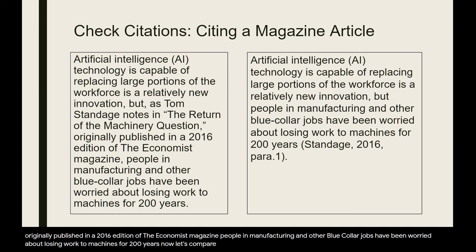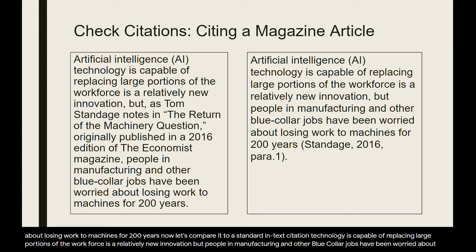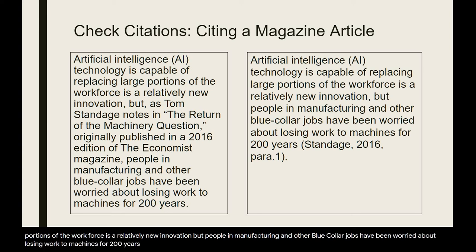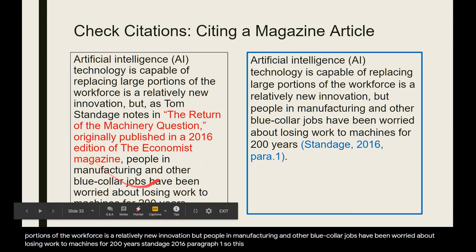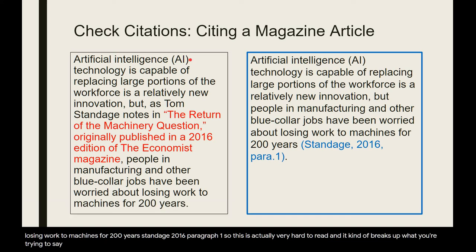Now let's compare it to a standard in-text citation. Artificial intelligence, AI, technology capable of replacing large portions of the workforce is a relatively new innovation, but people in manufacturing and other blue-collar jobs have been worried about losing work to machines for 200 years. (Standage, 2016, paragraph 1). So this is actually very hard to read, and it kind of breaks up what you're trying to say, and it is not necessary. So the best way to quote something like this would be to just add the standard in-text citation at the end.